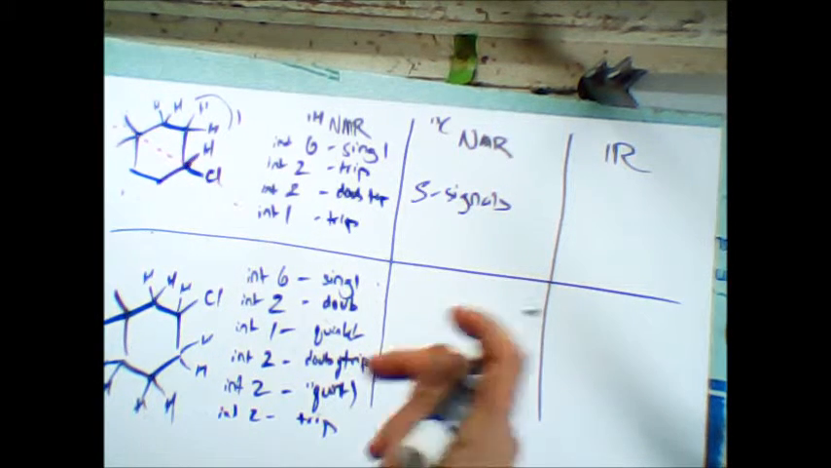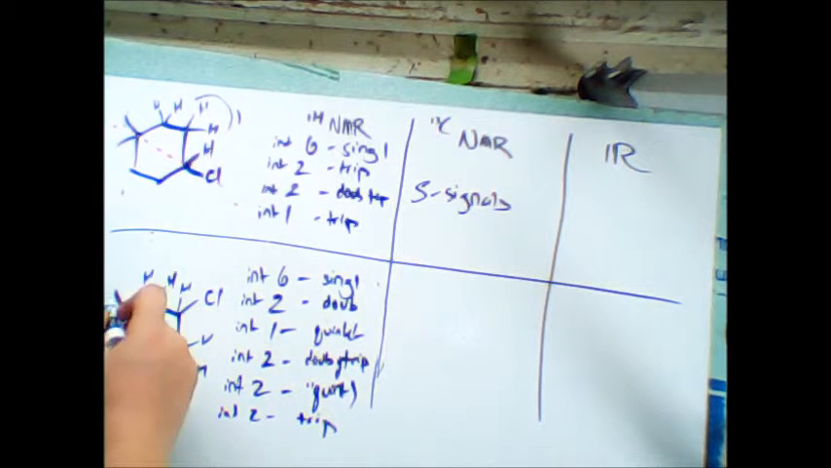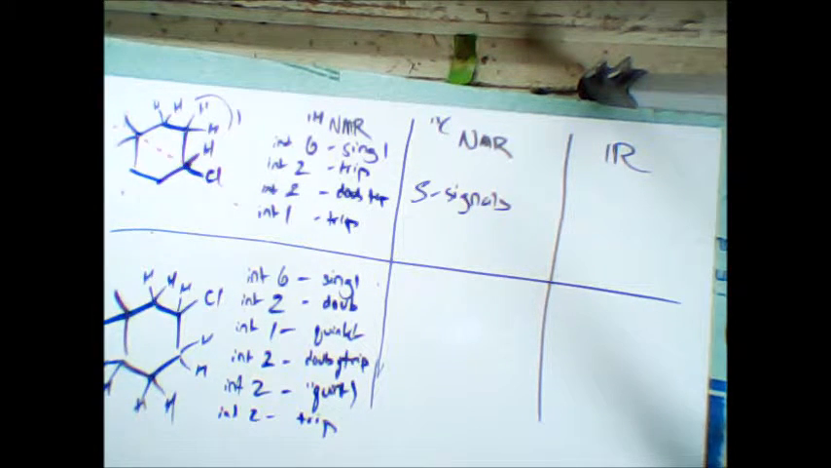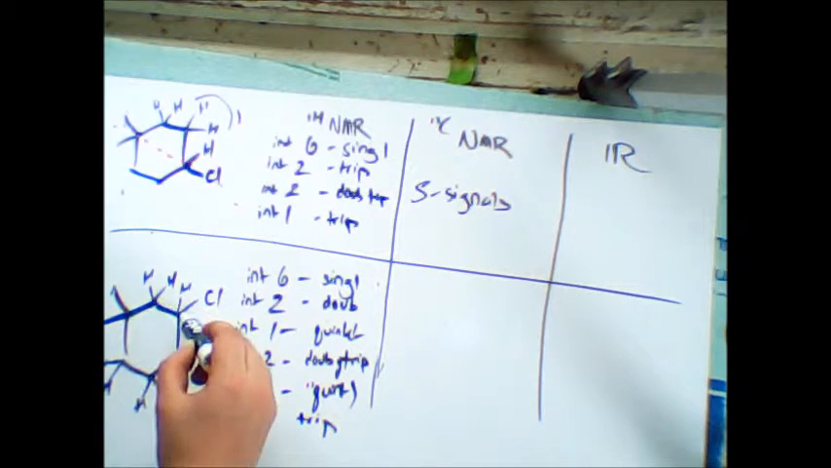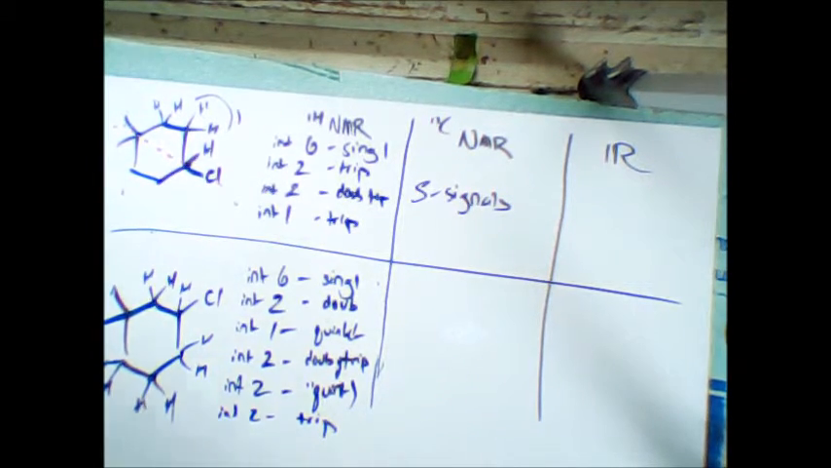So, CNMR, again, no symmetry. We're going to count for right now these two methyls as being equivalent. So you have 1, 2, 3, 4, 5, 6, 7 types of signals.